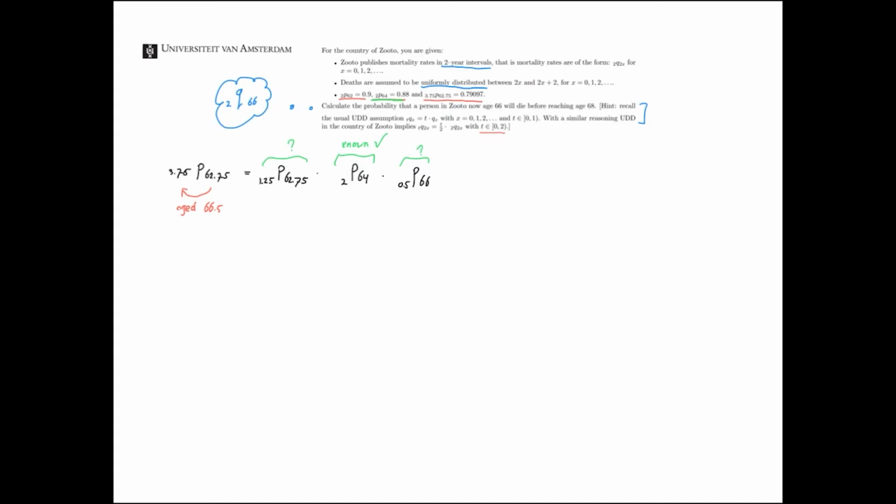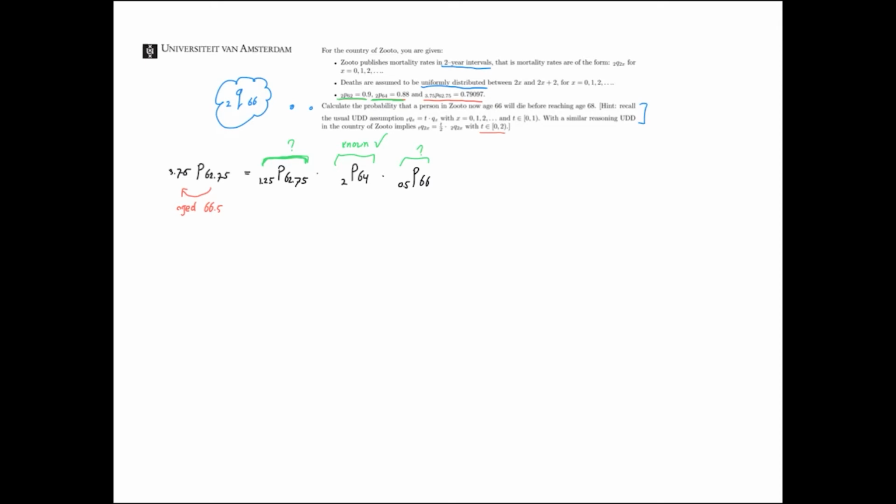But perhaps now we are stuck again. So we do know something. That is the first bit of information, that we do know a survival probability of somebody aged 62, and we know that the probability of somebody aged 62 to live another 2 more years is 0.9. But this probability that we don't know, this one is 1.25 p 62.75. This is in the period of that first probability.